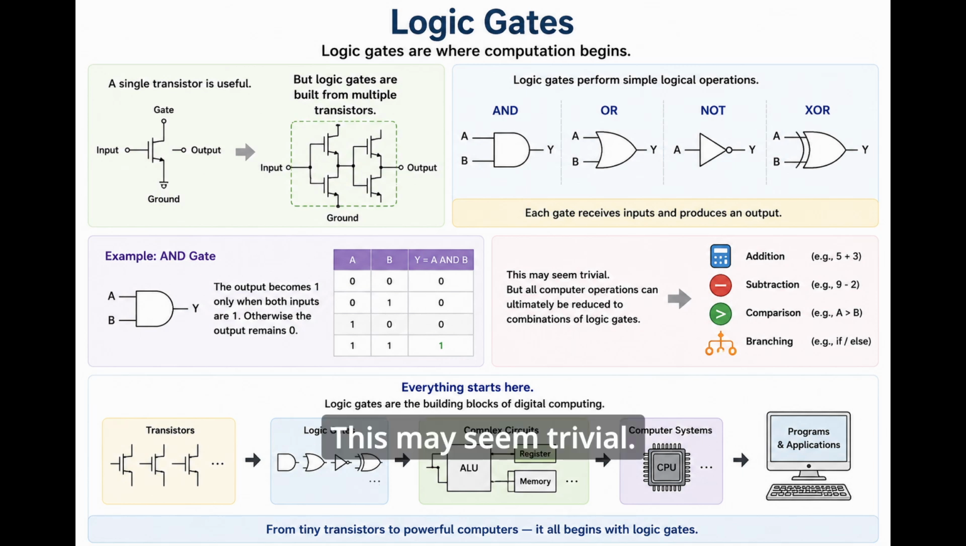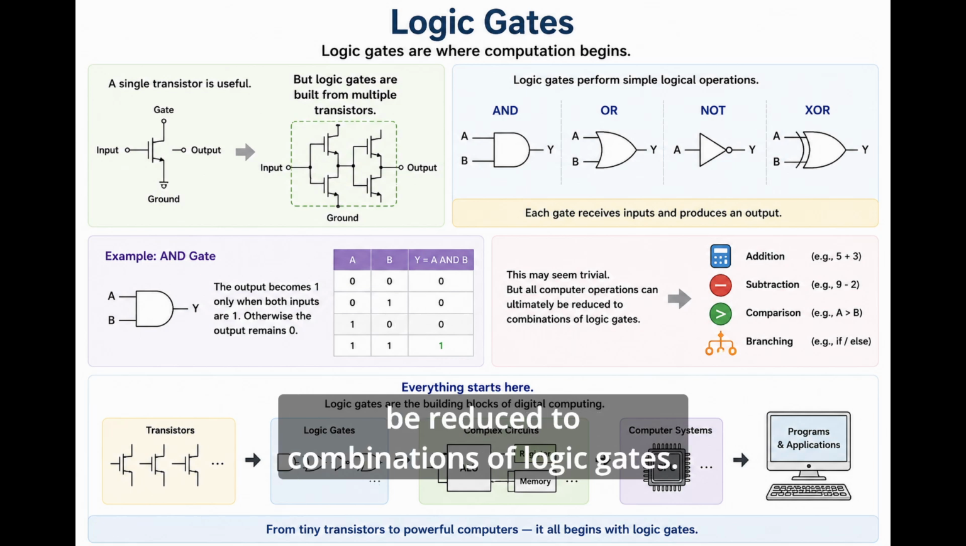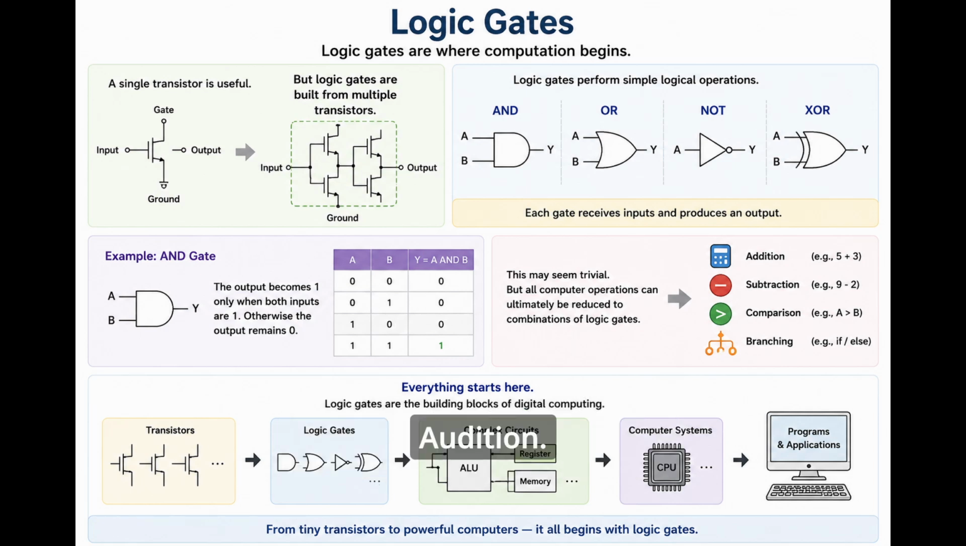This may seem trivial, but all computer operations can ultimately be reduced to combinations of logic gates: addition, subtraction, comparison, branching. Everything starts here. Logic gates are the building blocks of digital computing.